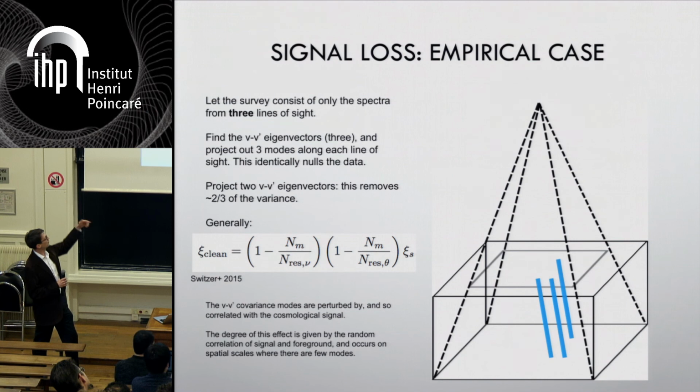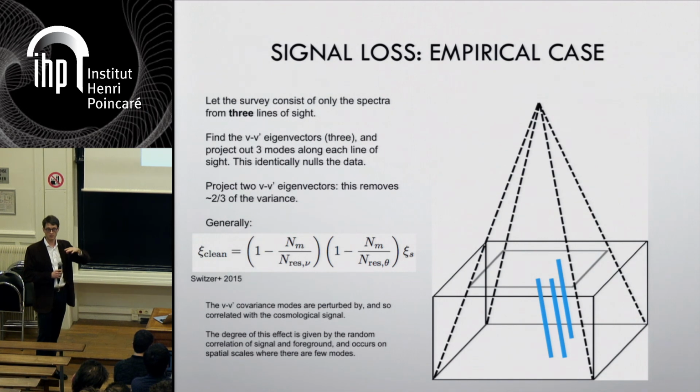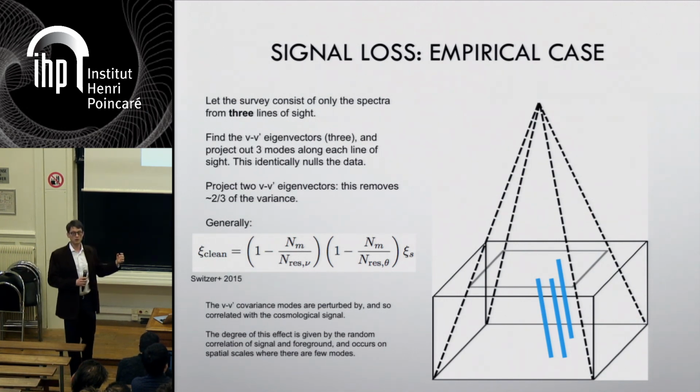So we can do another thought experiment here to say that we have a survey with 3 spectra. And if we find the eigenvectors of that system, there are 3 eigenvectors. If we project out those 3 eigenvectors, we're left with identically 0 signal, even though there might be 256 bins.